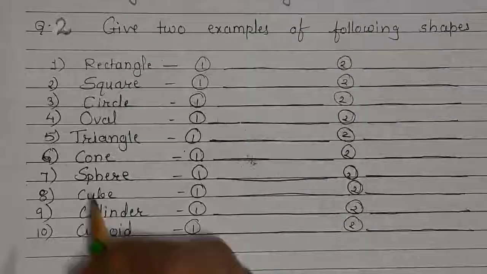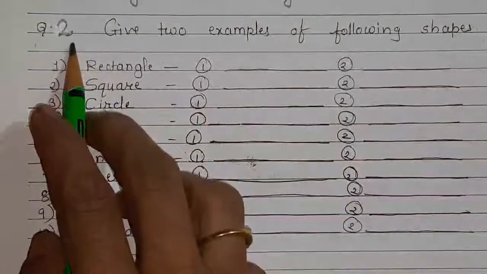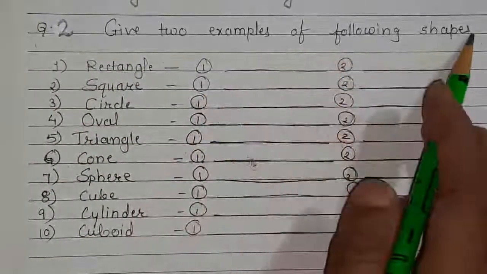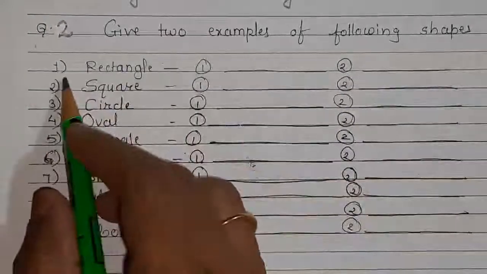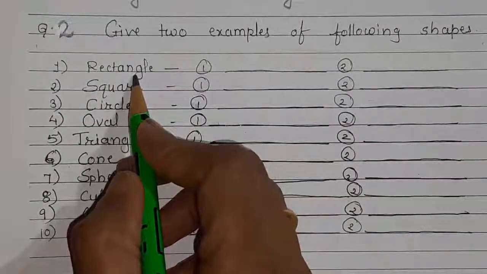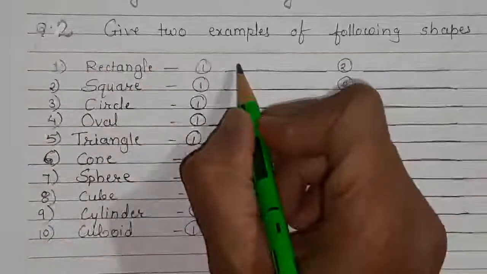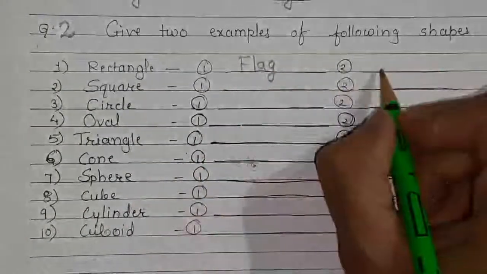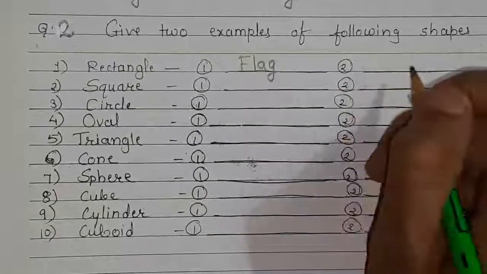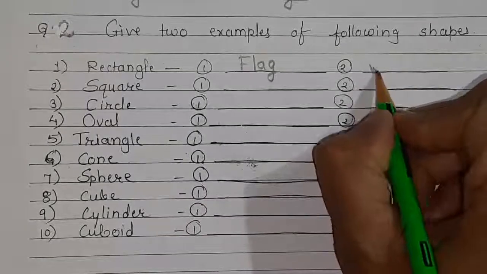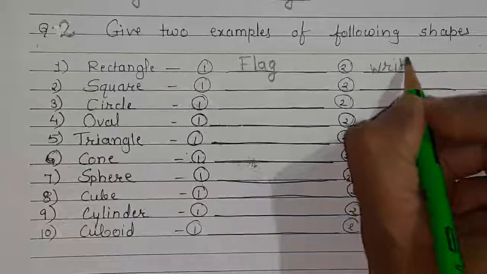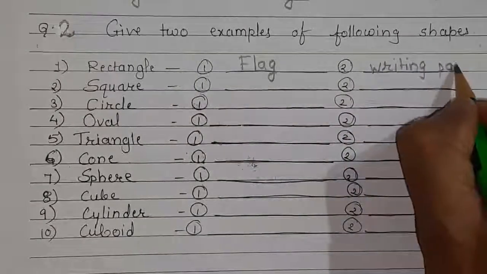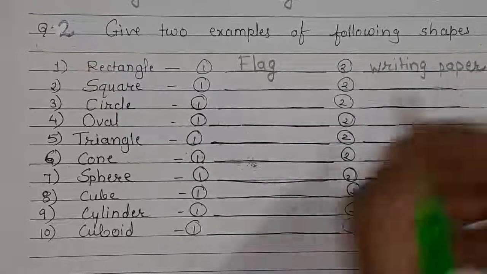We are writing question number 2 as per our paper pattern. Give 2 examples of following shape. First shape is rectangle. So what the things are rectangle? So first we'll write flag and second we'll write currency note or writing paper. Okay. Many more examples are there. You can write that also.